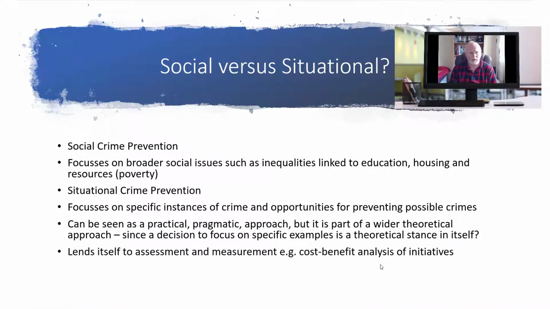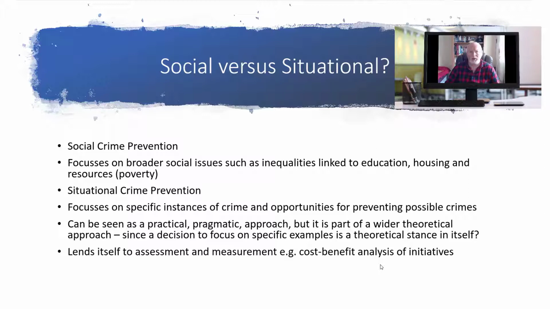Right, so if we think about some types of basic crime prevention theories, and how we can apply this to this particular module, where we're focused around the internet and various aspects of technology. So, social versus situational. Social crime prevention focuses on broader social issues, such as inequalities linked to education, housing, resources, and poverty. So these are rooted in more social science, sociological theories.